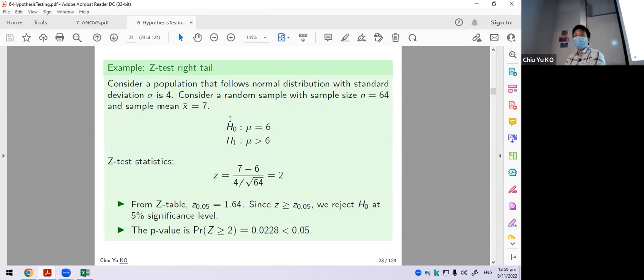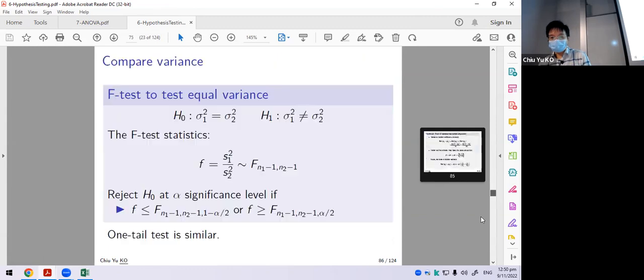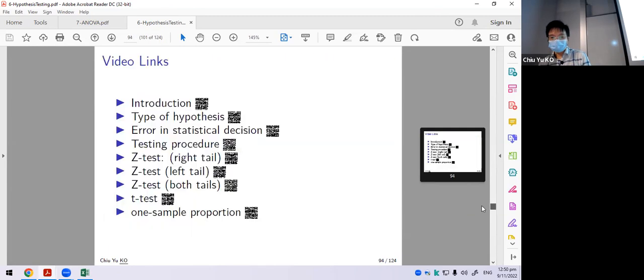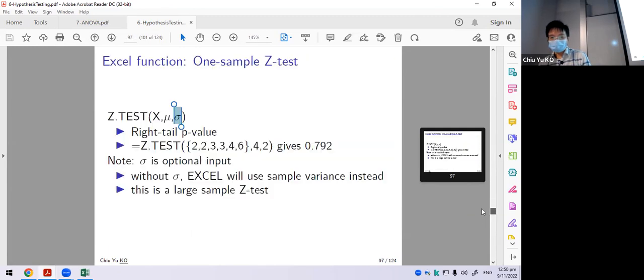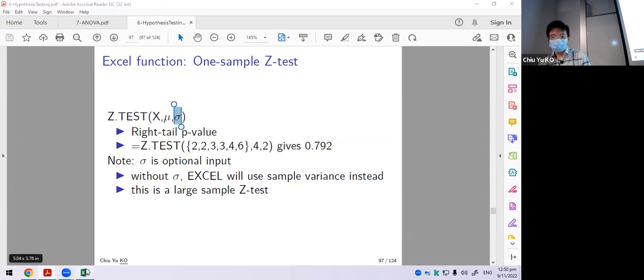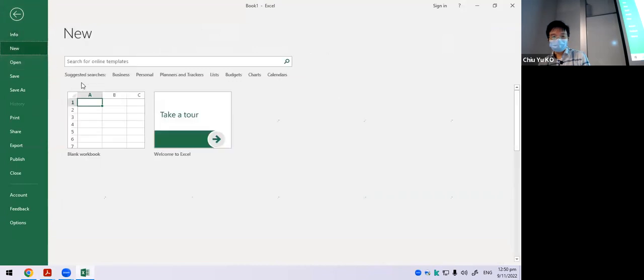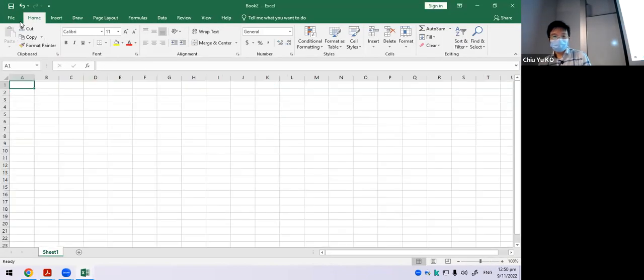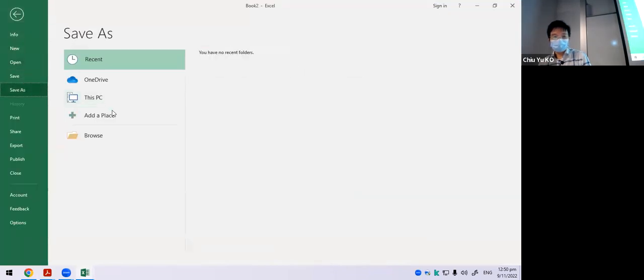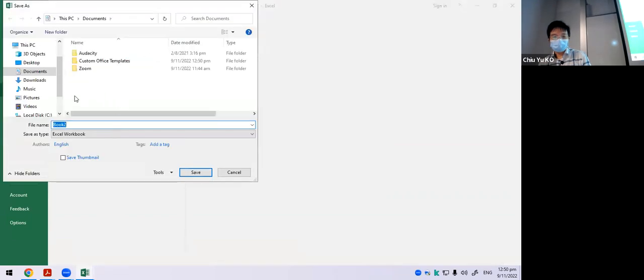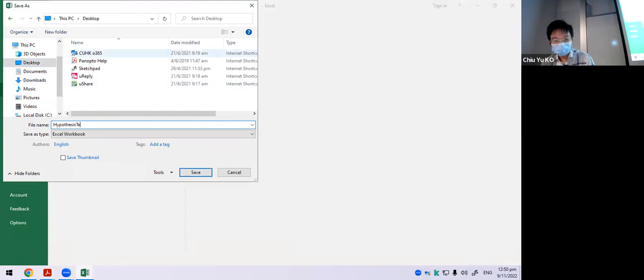with the sample, right? So maybe to show you the case, I actually do the Excel thing, so you will see what to do. Okay, so let me start with the Excel, and let me call this hypothesis testing.